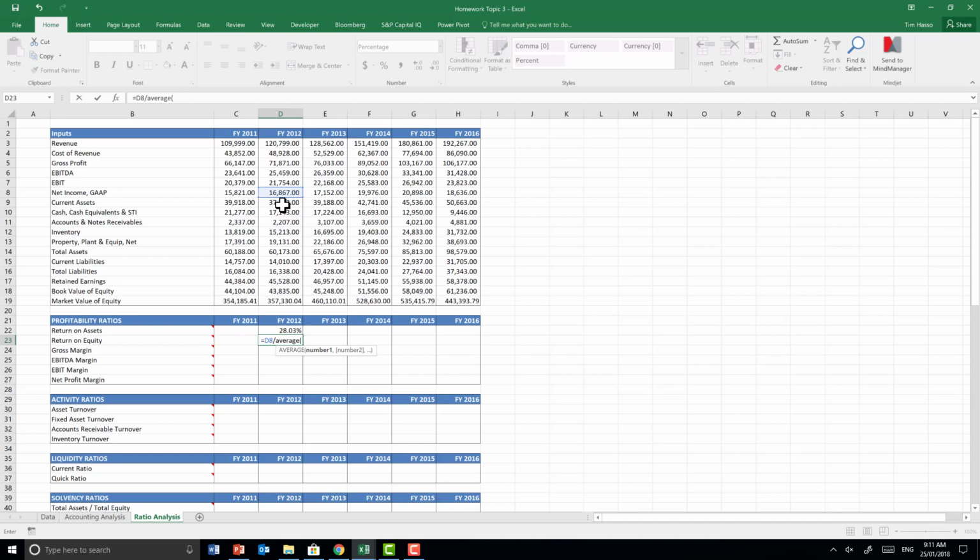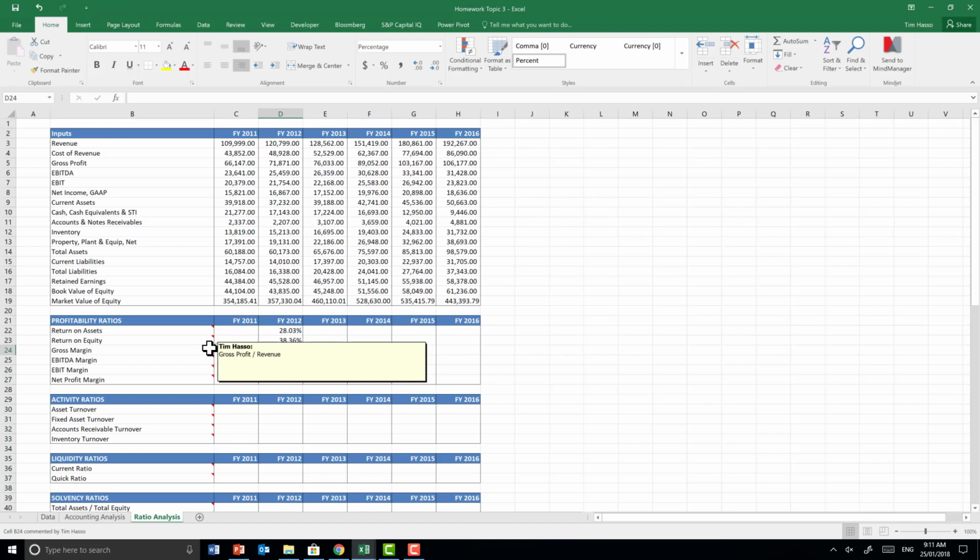So in this case, we're looking at the total equity, and again, we're going down, and it's not called total equity, it's called book value of equity, which is exactly the same thing. So take those 2 numbers and average them. Now for gross margin, we have 2 income statement items. So it's the gross profit divided by revenue.